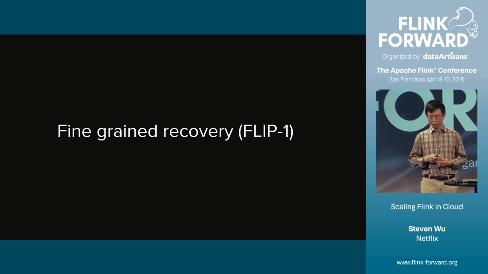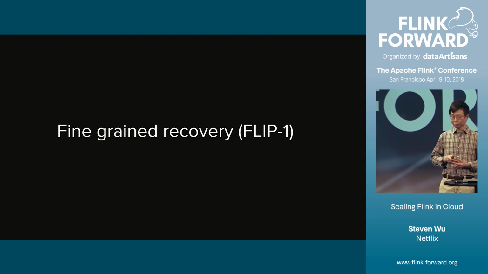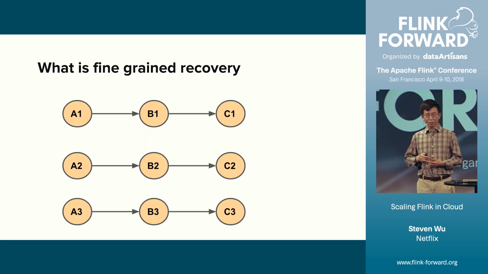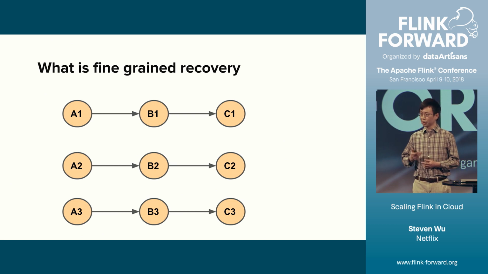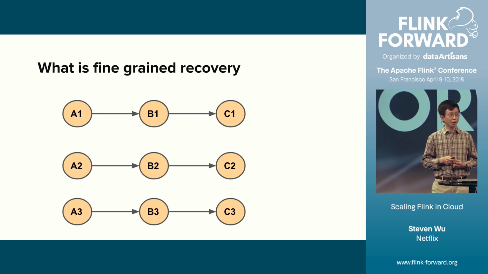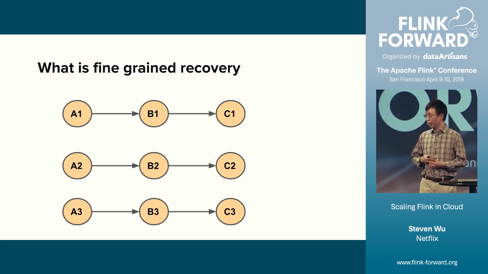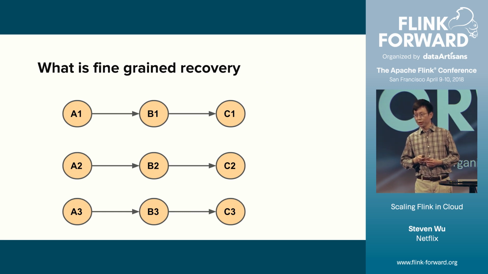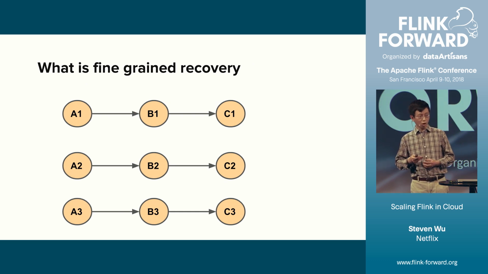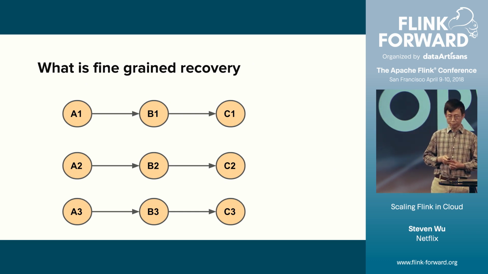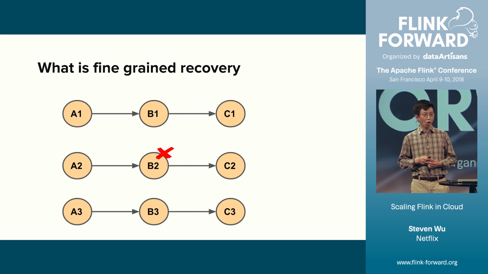The last thing I'm going to talk about for scaling stateless jobs is fine-grained recovery, which comes from Flink 1.3. Let me first explain what fine-grained recovery is. This is a very simple job. It has 3 operators, A, B, C. A could be a source operator. B could be a map operator that does some simple transformation. C could be a sink operator. This job has a parallelism of 3. Let's assume operator B2 failed.